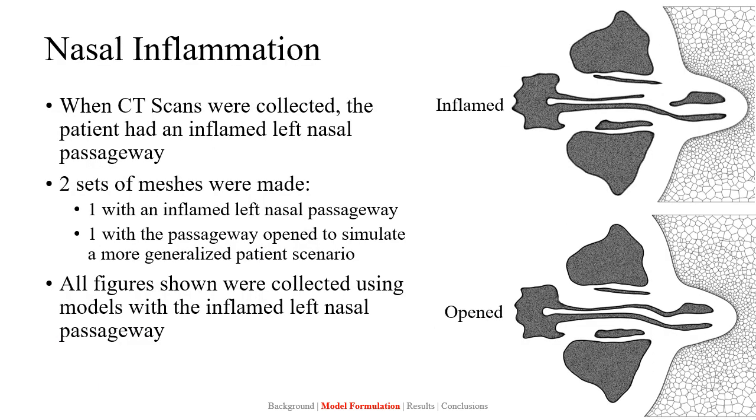When CT scans were collected for mesh generation, the patient had an inflamed left nasal passageway. Because of this, 2 sets of meshes were made, one with an inflamed left nasal passageway with an example cross-section shown in the top right, and another with the passageway open to simulate a more generalized patient scenario with an example cross-section contained in the bottom right.